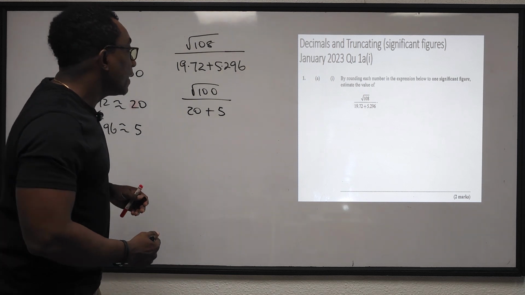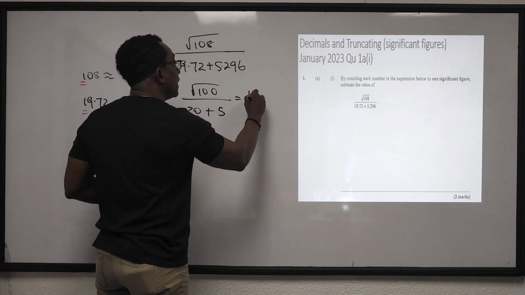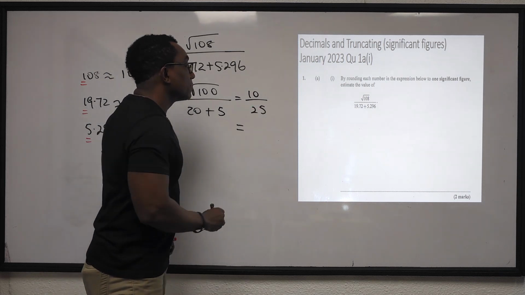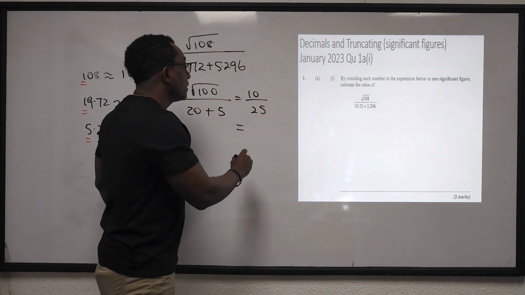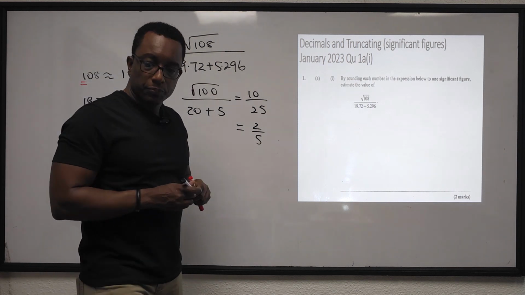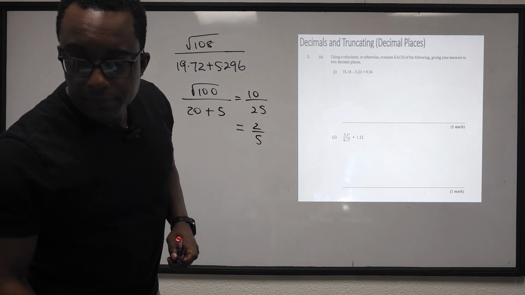And now I can simplify. So the square root of 100 is 10. This is 20 plus 5, which is 25. And I can simplify this now. 5 into 10 is 2, and 5 into 25 is 5. So we have 2/5.